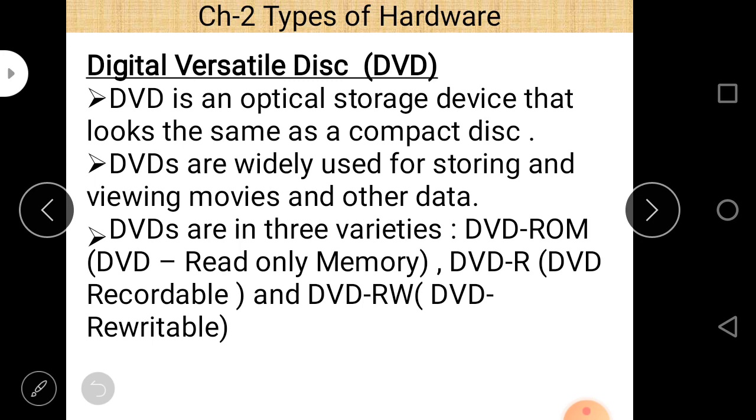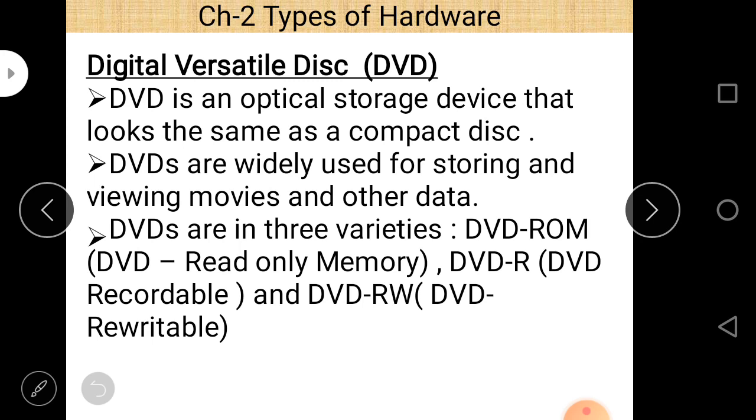So if it is asked in your examination what the full form of DVD is, you can write digital versatile disk. DVDs are widely used for storing and viewing movies and other data.